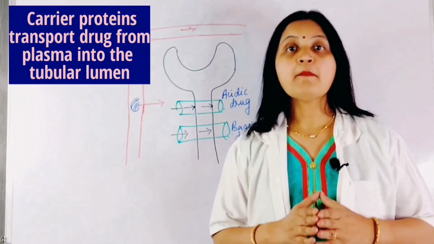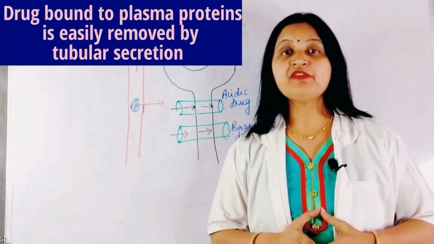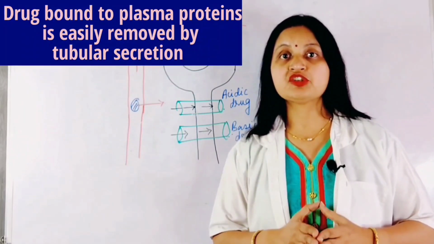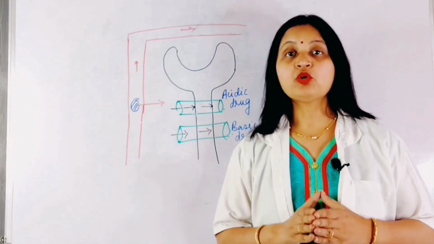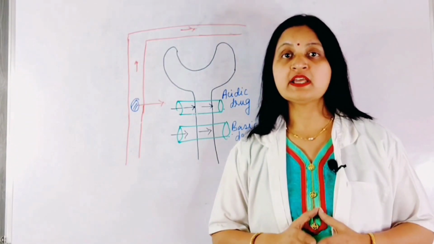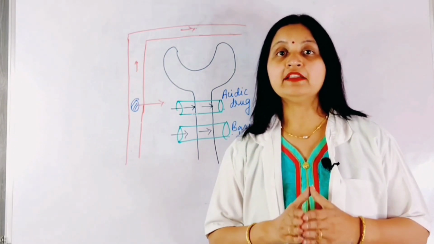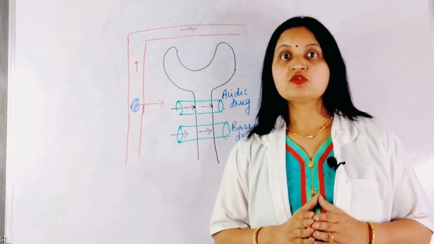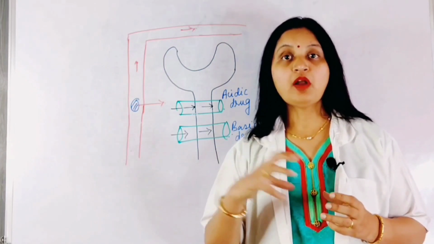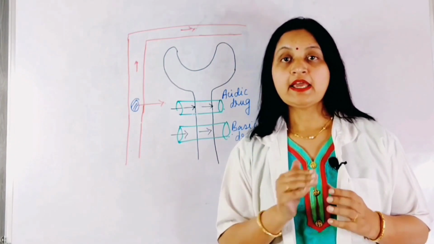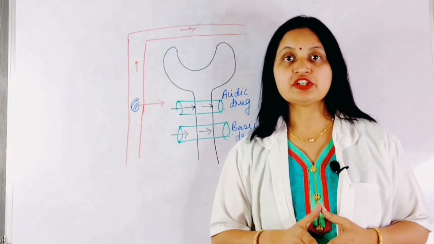As mentioned earlier, plasma protein binding that acts as a hindrance to glomerular filtration is easily overcome by the process of tubular secretion. This occurs with the help of carrier systems. So these are transporters or protein molecules that facilitate the removal of drug from the plasma into the tubular lumen and the drug is excreted out. So, as the free drug in the plasma decreases, the drug that is bound to the plasma protein is dissociated from the plasma protein and is removed by tubular secretion.